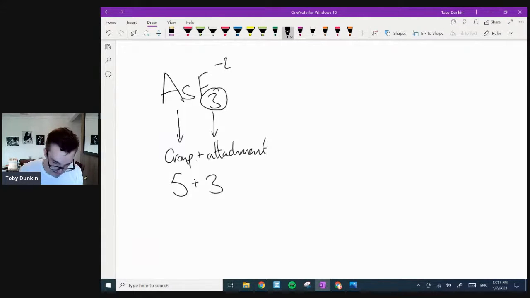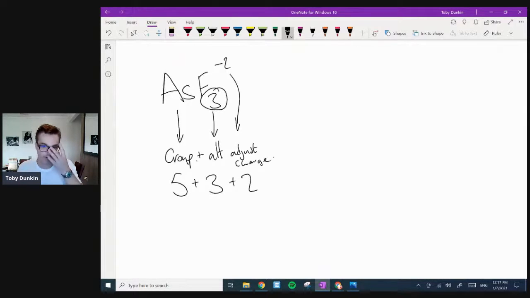Then the last stage, after you add attachments, is you adjust for charge. And this here is 2 minus, so I'm going to add 2 electrons on. What I'm actually doing here, year 12, is counting up the number of electrons surrounding the central atom. So the total number there is 10. Now I'm going to put them into pairs, divided by 2 to give me 5. Now I draw my base shape.